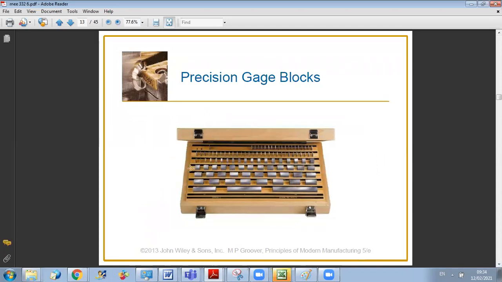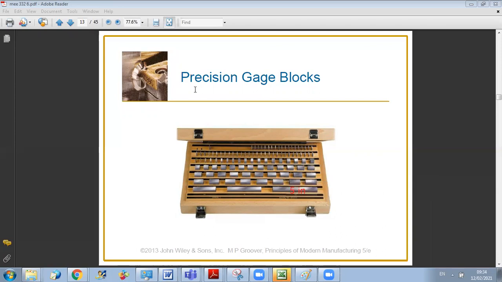And the price of these blocks will increase a lot with the finishing. The higher the surface finishing, the higher the price of these blocks. As you can see here, on each block you will have written which dimension it represents. So let's say, for example, this is 5 inch. They put close to the block 5 inch.